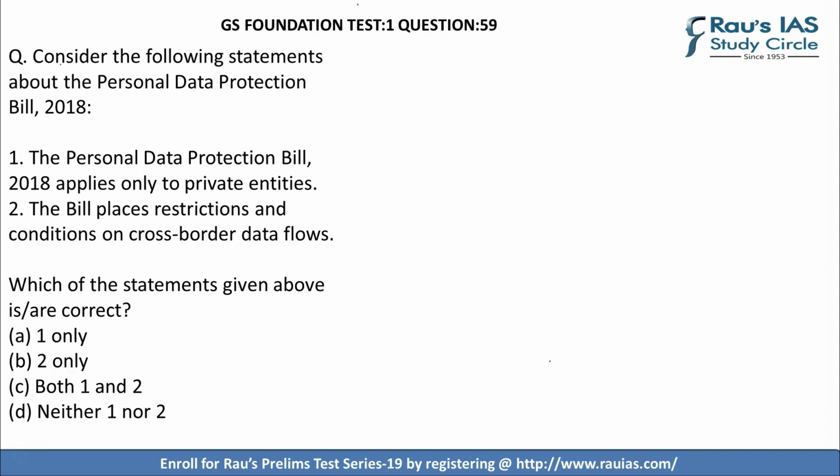Question number 59 has been framed in the context of the Personal Data Protection Bill 2018. This bill is very important because it is the first specific law on data protection in the country. Also, because the right to privacy, which has been recently held to be a fundamental right, is incomplete without having the right to protect one's data. Now, the bill has been drafted by the Justice Sri Krishna Committee.